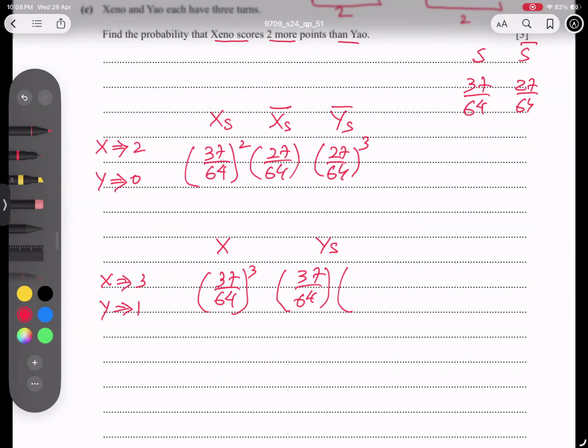And what about not scoring? This is called not scoring. 2 times not scoring. And it is coming to us 27 over 64 and power 2. So I think, students, this is also clear to you. But now the last thing is left behind.